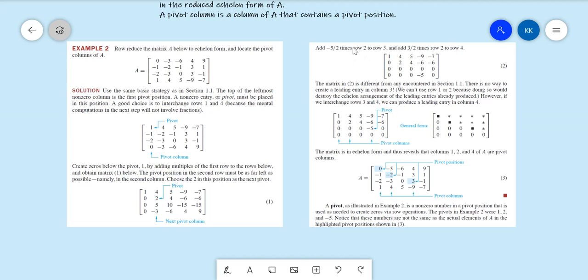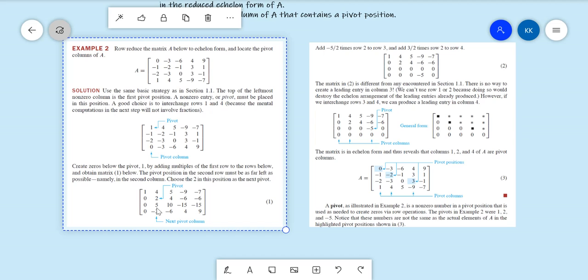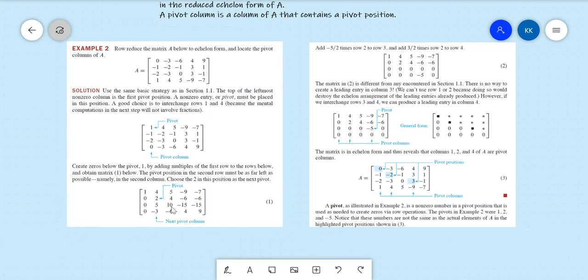So when we add minus 5 by 2 times row 2 to row 3, let's just see what happens. Minus 5 by 2 times this, row 3, this would become minus 5 by 2 into 5 minus 2, so this would become 0. 10 into minus 5 by 2, 10 into, yeah, sorry, I'm doing it the opposite way here. We need to do minus 5 by 2 times row 2 to row 3. So minus 5 by 2 times 4 is here 10. So once we add that, we get 0.